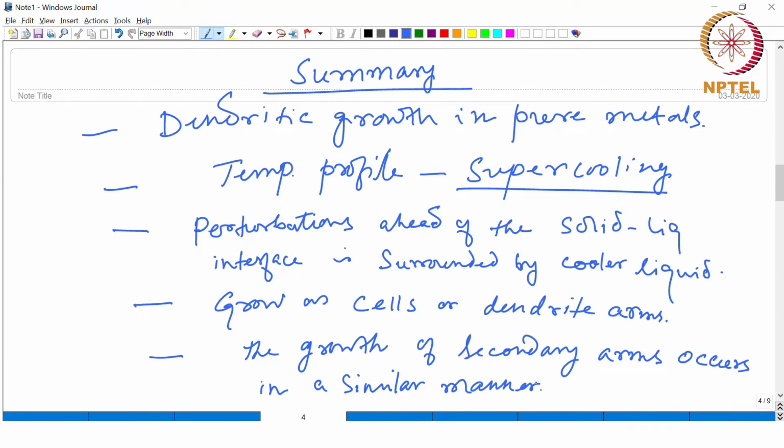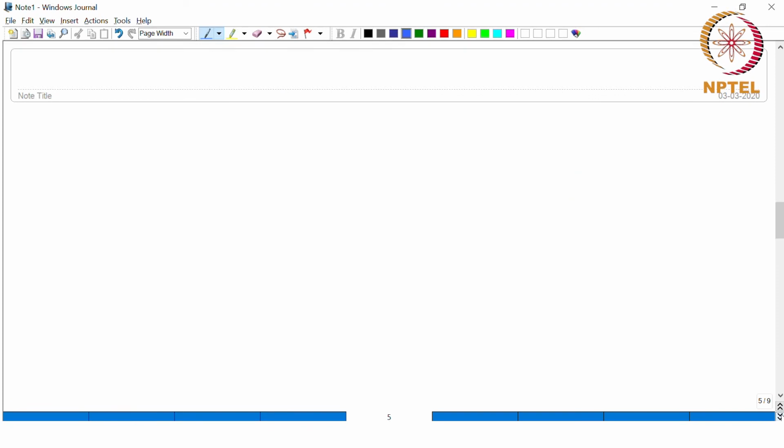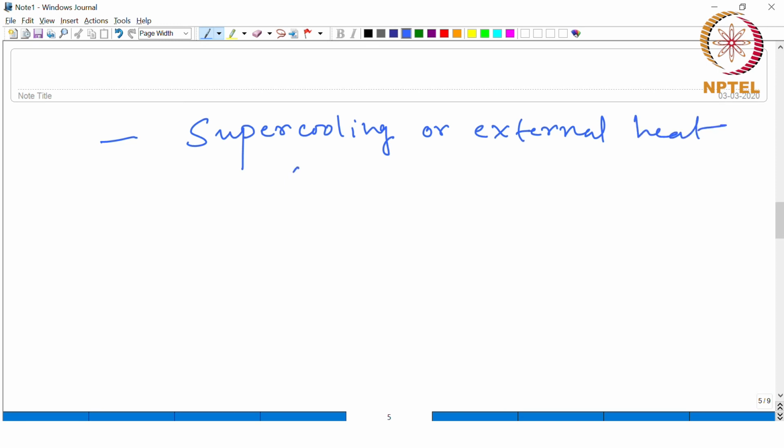And this finally leads to that dendritic structure what we have seen, and finally, we have seen that for this kind of growth to continue, there should be enough supercooling in the liquid or external heat removal. Okay.